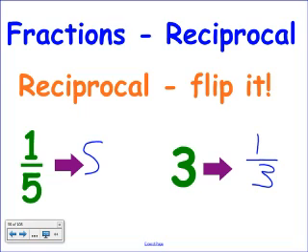Because it's just 1. Do you know what I mean? It's just one number that's invisible. We don't put it there, but we know it's there. 3 divided by 1 is just 3. We just don't write it. So if you've got 3 over 1, the reciprocal of a whole number of 3, you flip it.